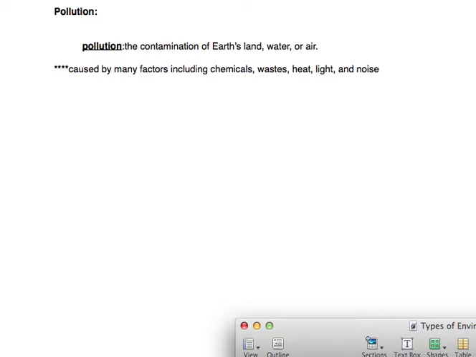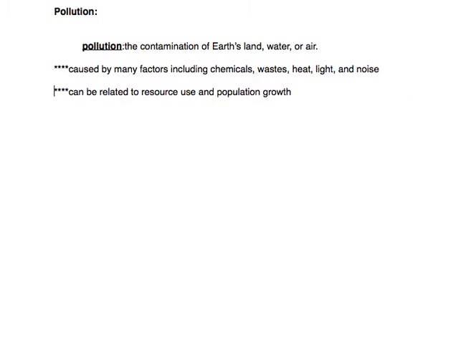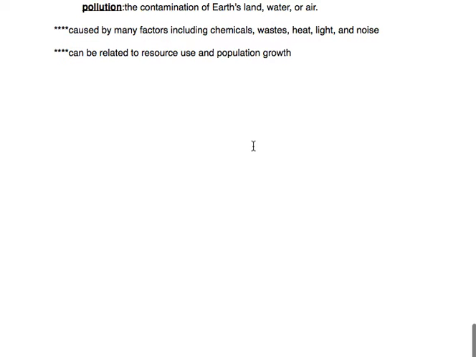And it's also important to note that pollution is often related to resource use and population growth. So the more resources that are being used because the population is higher, the more pollution there is potentially in the area. So here are some examples of pollution.